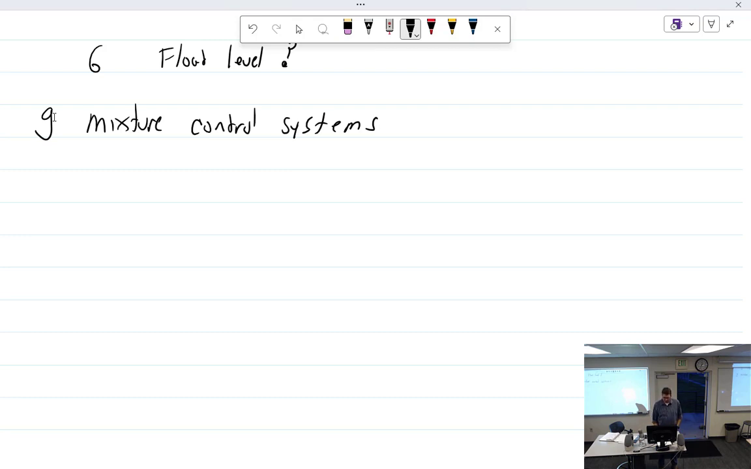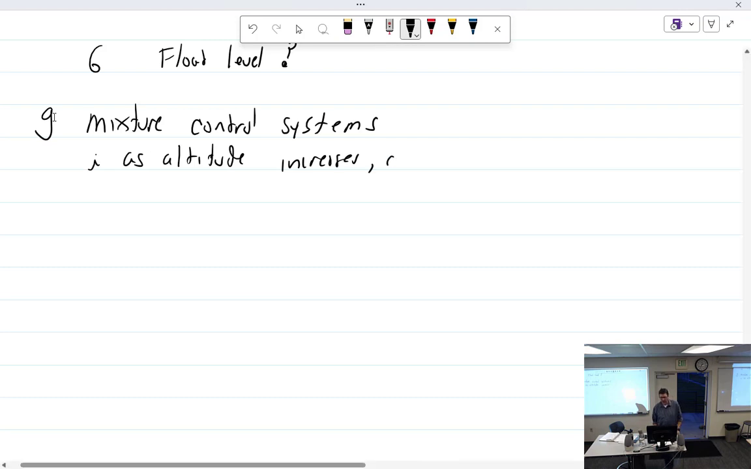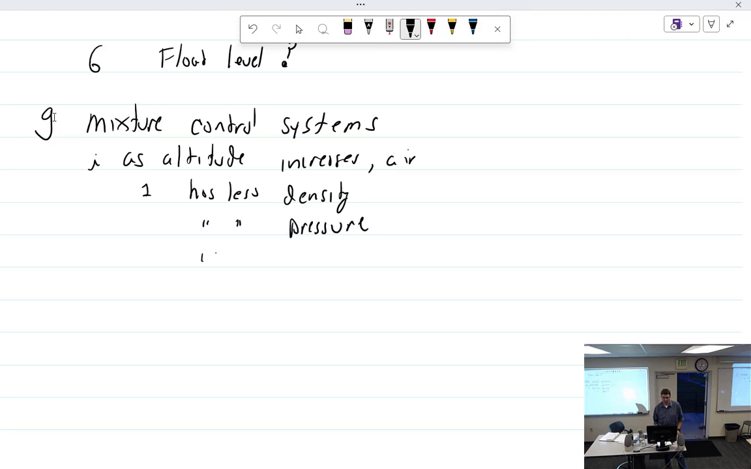All right, so mixture control system. As altitude increases, the air has less density, less pressure, which is almost the same thing, but it also has less temperature. Two of these things are bad, and one of these things is good. Which one is the good one? Temperature. Colder temperature does help.